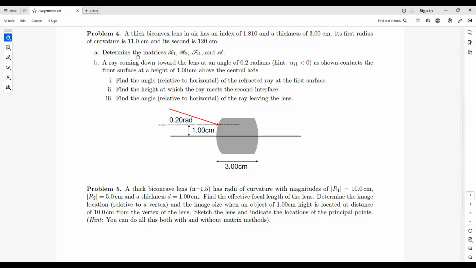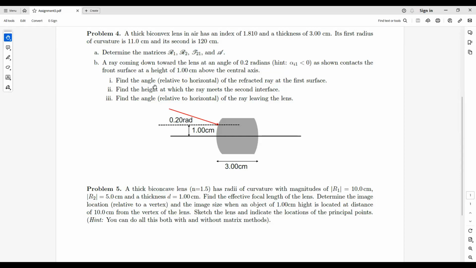Question A. Determine the matrices R1, R2, T21, and A. Question B. A ray coming down toward the lens at an angle of 0.2 radians, as shown, contacts the front surface at a height of 1 centimeter above the central axis.